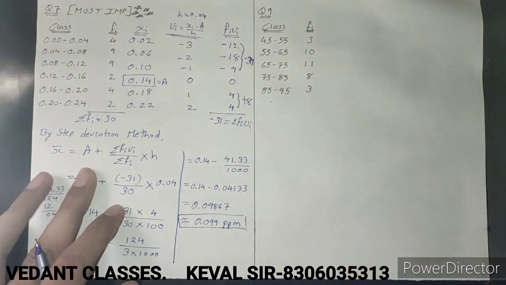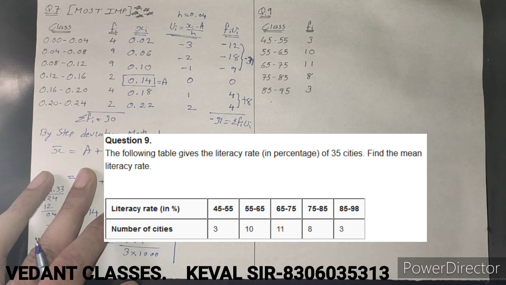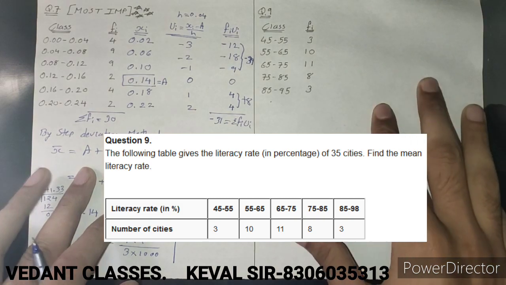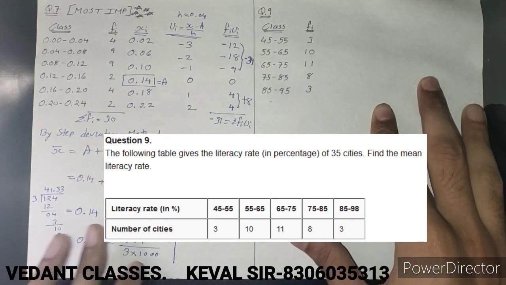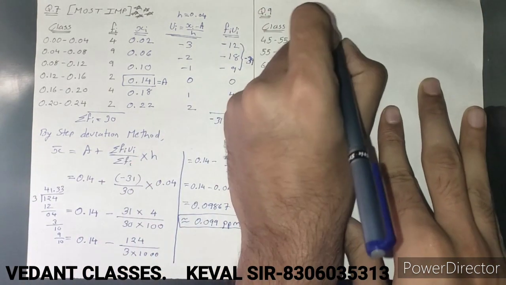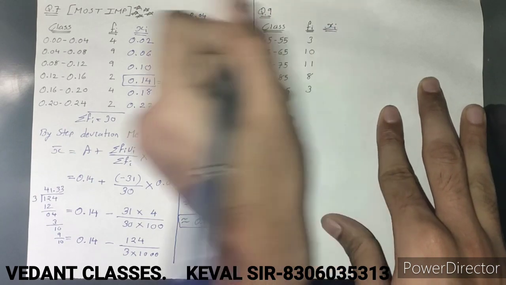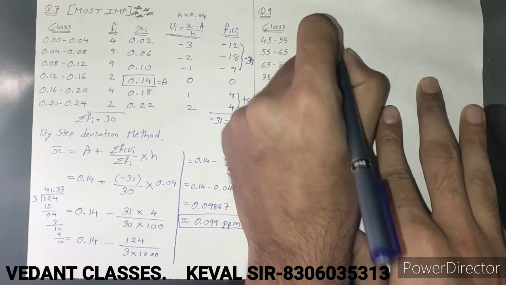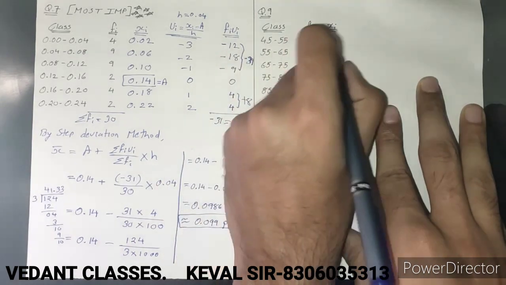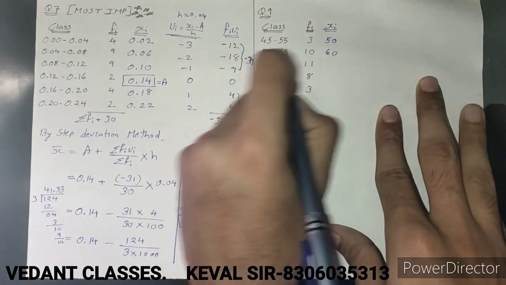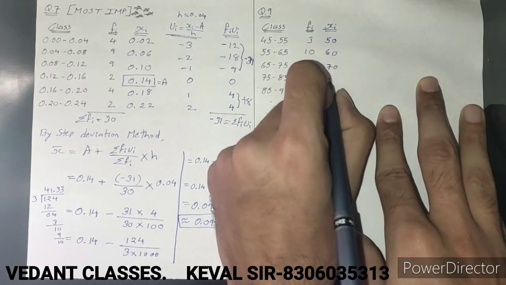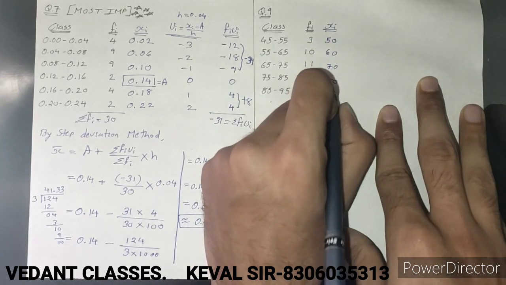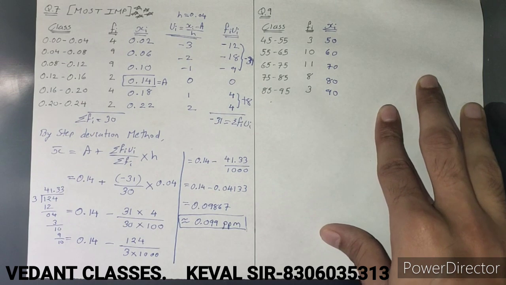Okay, now let's solve the question number 9 before solving the question 8, because question 8 is a bit tricky and different. So we'll solve it in the latter part. Now let's solve the question 9 first. Okay, it's again the easier question. First of all, we'll calculate the value of xi. So it will be 50. In this case it will be 60. In this case it's 70 and 80 and 90.